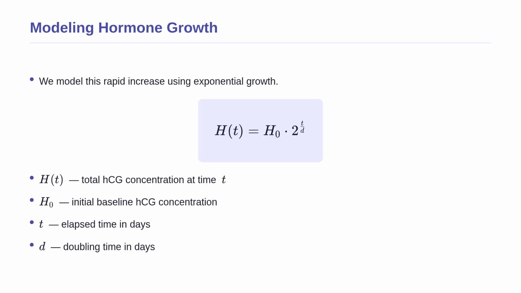This exponential growth we just discussed can be modeled mathematically. The formula is h(t) = h0 × 2^(t/d). Let us break this down. h(t) is the total hormone concentration at a given time. h0 is the initial baseline concentration on the day of implantation. The variable t represents the elapsed time in days, and d is the doubling time. If the doubling time d increases, it means the hormone is rising too slowly, which can be a clinical warning sign.